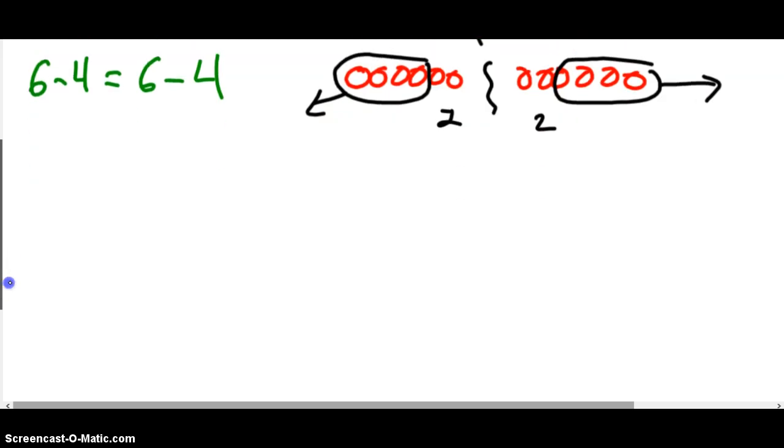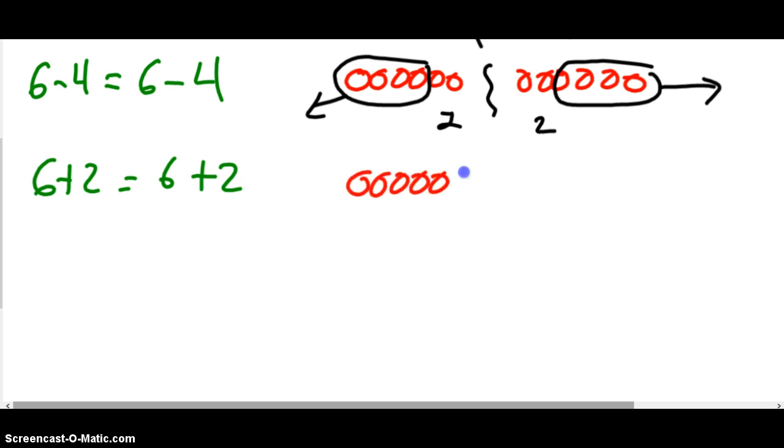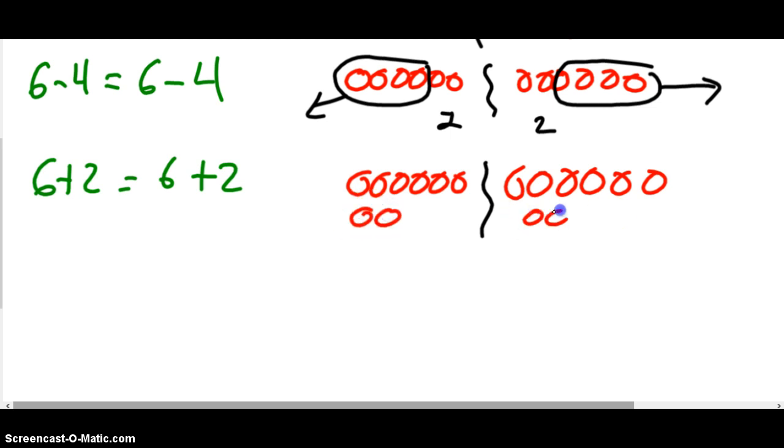So what did Jackson do next? Well, Jackson decided to add this time. 6 plus 2 equals 6 plus 2. What's that going to look like with the tiles? Well, let's find out. 1, 2, 3, 4, 5, 6. Squiggly. 1, 2, 3, 4, 5, 6. Now, he's going to add 2 to each side. 1, 2, 1, 2. How many do we have now? That's right, Jackson's got 8.